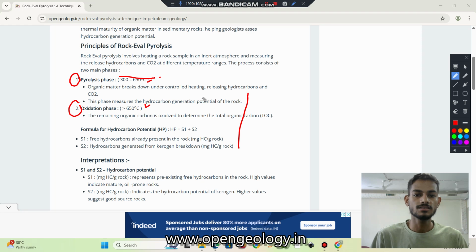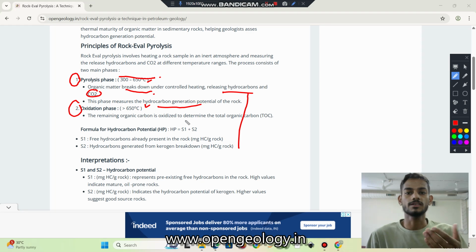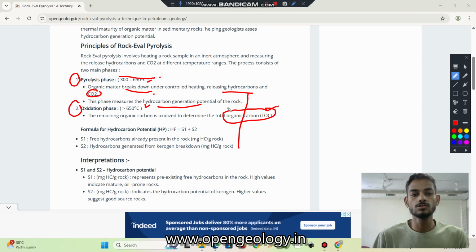In the first phase, the organic matter present in the rock breaks down and releases hydrocarbon and carbon dioxide gas, and this phase measures the hydrocarbon potential of the rock. Then we have the second phase, the oxidation phase, and this phase determines the total organic carbon, that is TOC, and we will use both of them to see how graphs are plotted and how we interpret them.